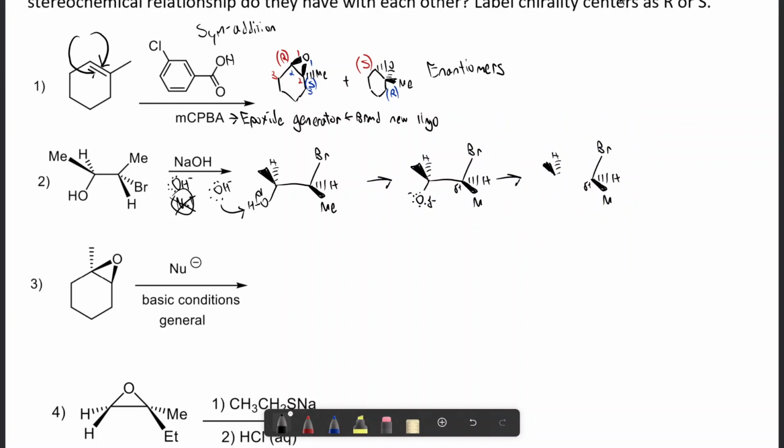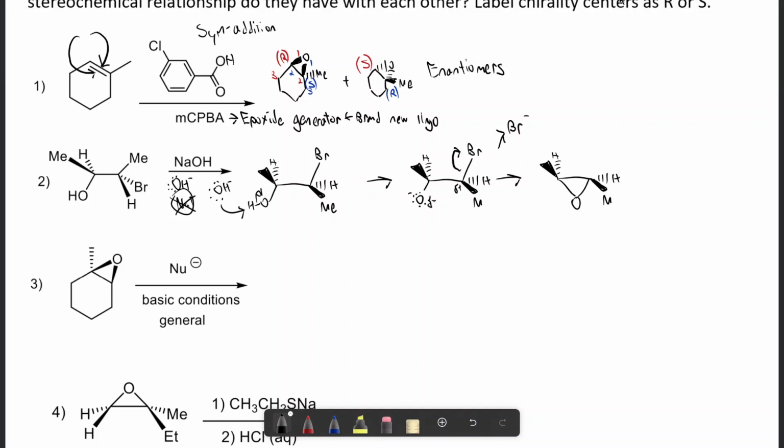Yeah, this can all go, oops, a little bit too much. This is there, this is there. So we're going to build that bond. And in doing so, we're going to take the electrons from the sigma bond of the bromine and put them onto the bromine. So bromine is going to leave, and then we're going to get an epoxide forming.